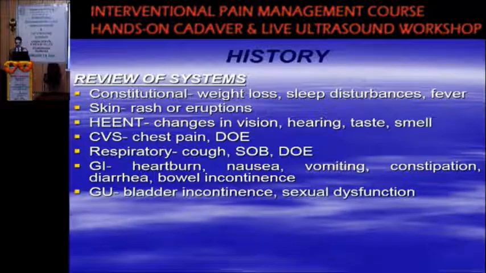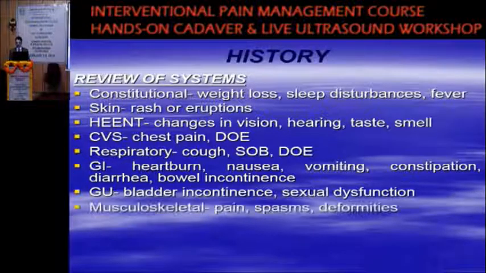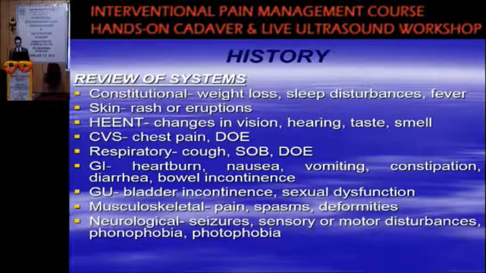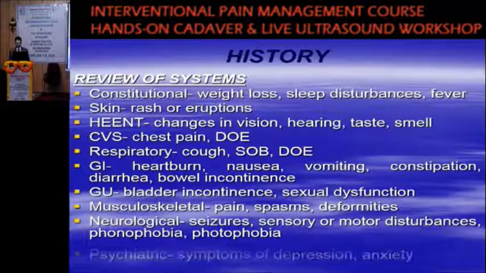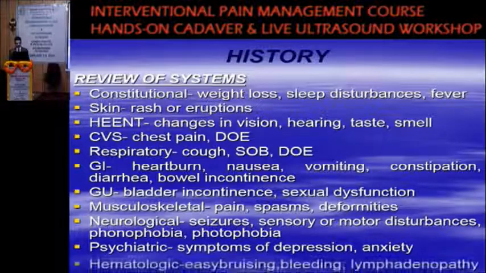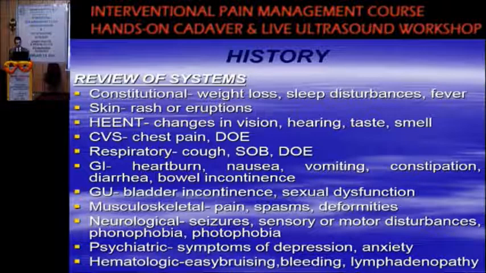Genitourinary, do you have bladder incontinence, sexual dysfunction? Musculoskeletal, pain, spasms, deformities. Neurological, do you have any seizures? Seizures are very important to ask for. Sensory or motor disturbances, phonophobia, photophobia, psychiatric, and hematologic. Easy bruising and bleeding are very important. If you see bruises, then you need to investigate it further.